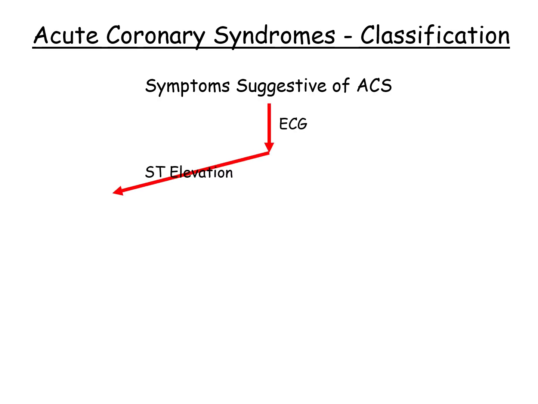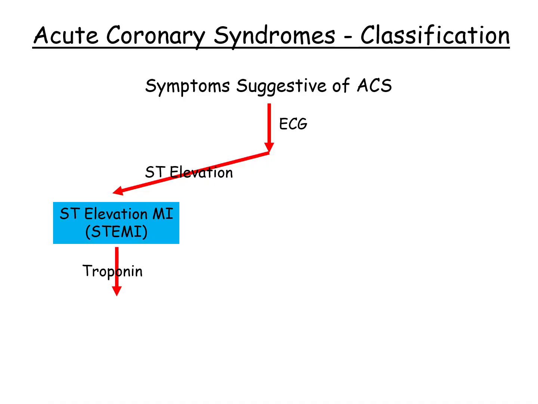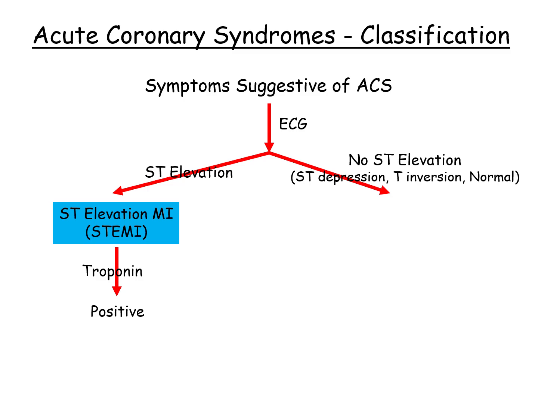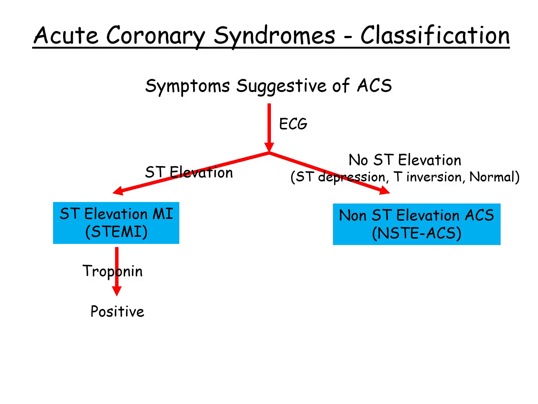If the electrocardiogram shows ST elevation, then this patient will be labeled as ST elevation myocardial infarction, and the troponin, as we said in the previous slide, will always be positive. If the ECG shows no ST elevation, it shows either ST depression, T-wave inversion, or even normal, then this patient would be called a non-ST elevation ACS patient.